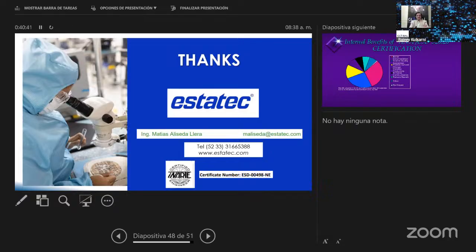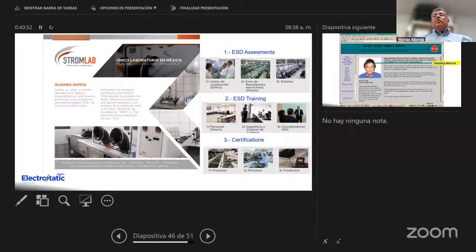Great. So one question is, what services does Estatec provide? Stromlab is the one that provides the service. Estatec makes a manufactured product, so we cannot be part of the solutions. That's why Stromlab has its own engineering, if they have to use something that Estatec doesn't have.